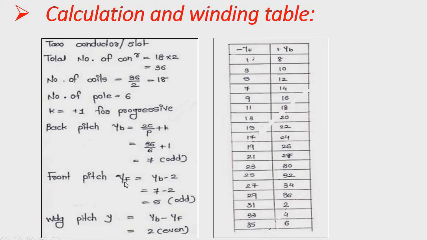Then front pitch YF is obtained by YB minus 2. So it is 7 minus 2 is equal to 5. Again it is an odd number. So winding pitch Y or resultant pitch Y is given by YB minus YF for the lap winding. So it is 2 and it is an even number. So our third condition is also satisfied. So now create the winding table.